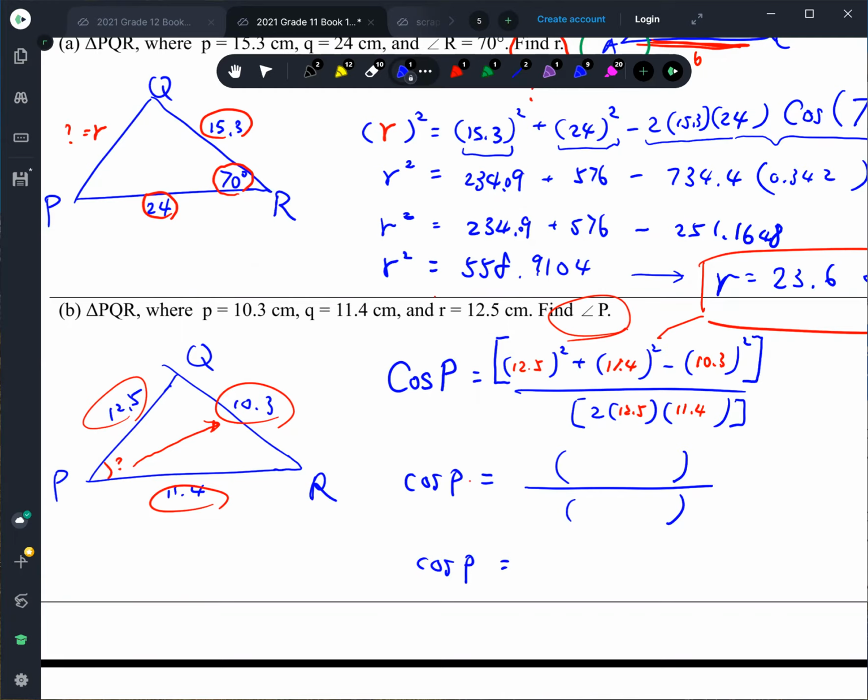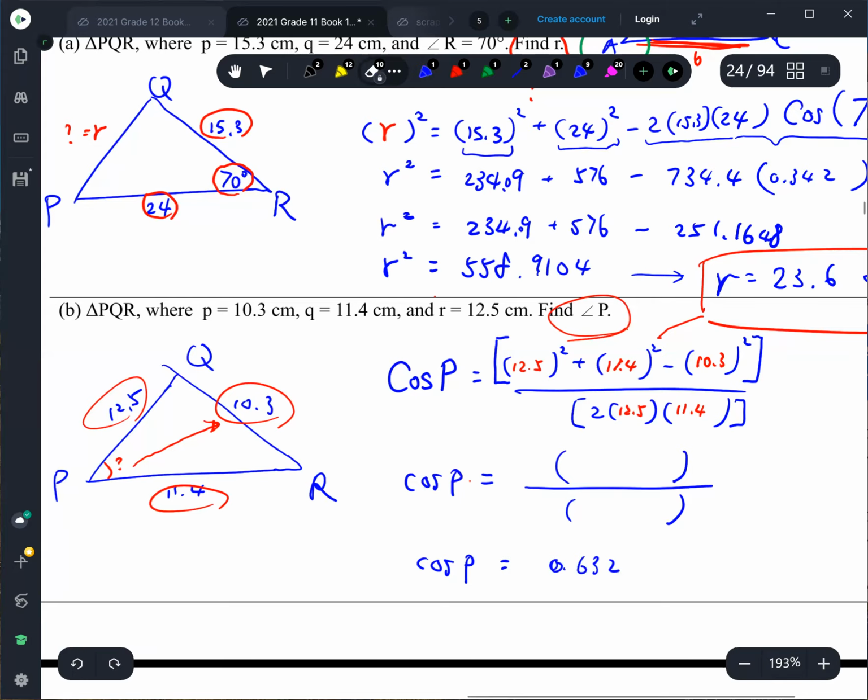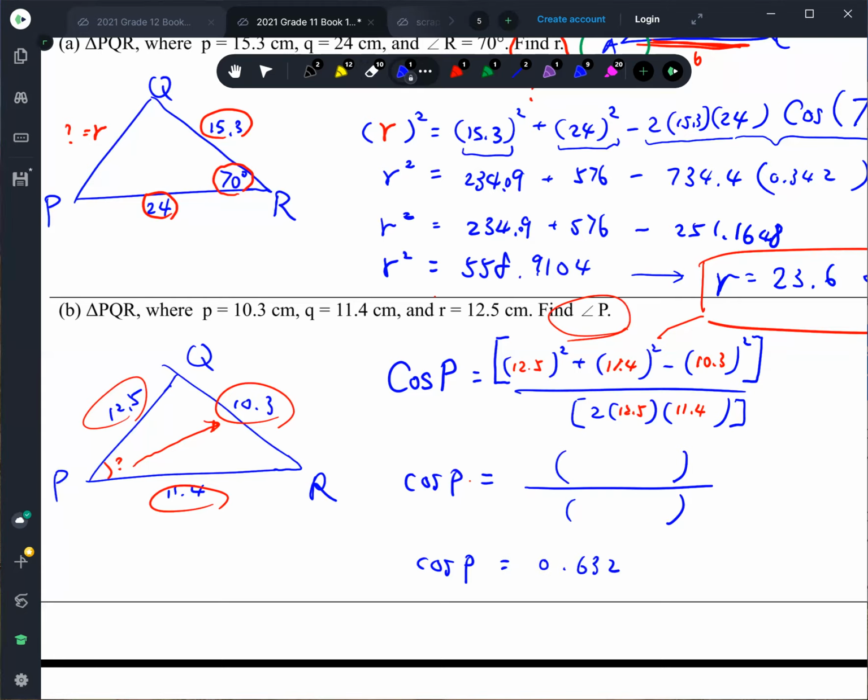Okay, Angeline, what do you have for the right side? The final answer, just the right side, cosine P equals 0.6, what, 3 decimals? Oh, 0.632. Okay, what about you, Bernice? I also got 0.632. Okay. Geoffrey, how about you? 0.632. Yeah, okay.